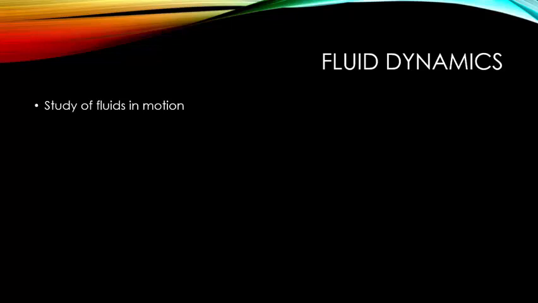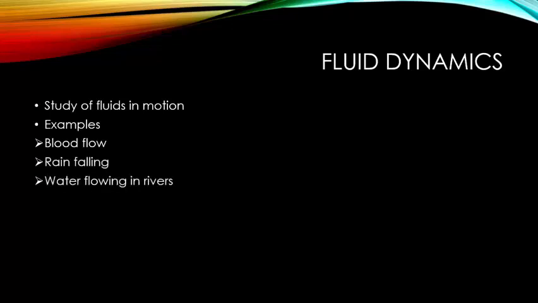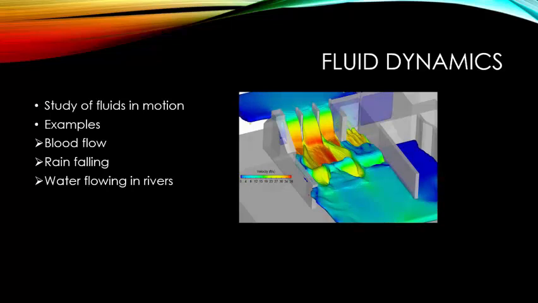Study of fluids in motion is called fluid dynamics, and the examples of these phenomena include blood flow, rain falling, and water flowing in rivers. Such a phenomena is shown in the figure. We can see a dam in this figure and the water is spilling out from this dam. This water in motion represents an ideal case of fluid dynamics.